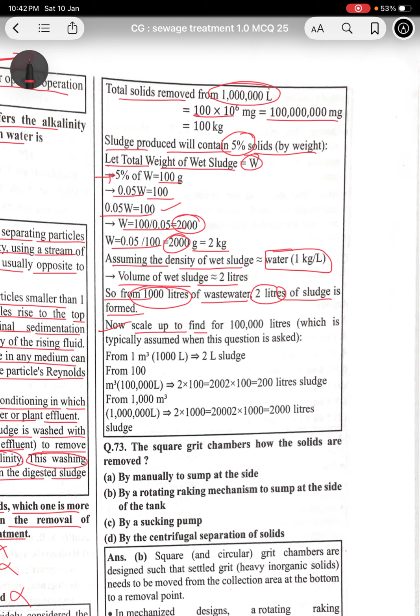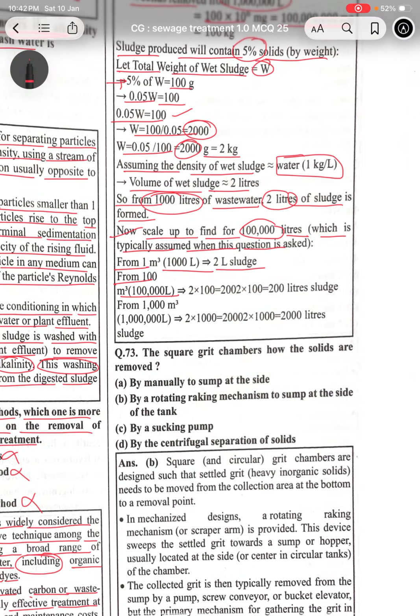Now scale up to 1 lakh liters, which is typically assumed when this question is asked. That is 10 lakh, and the final answer will be 2000 liters of sludge.